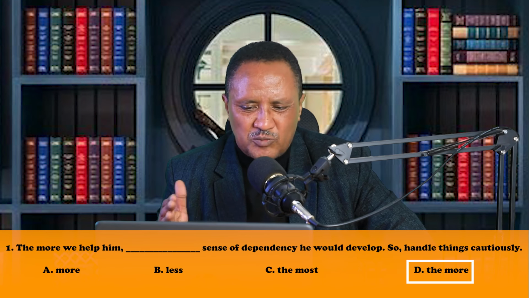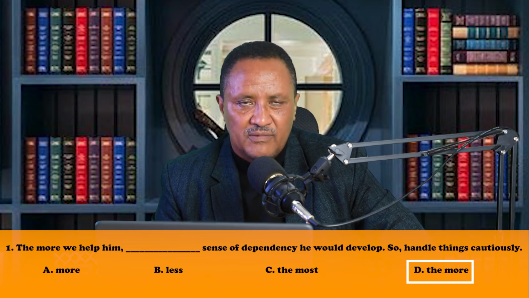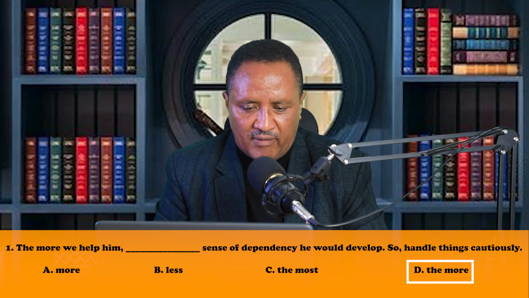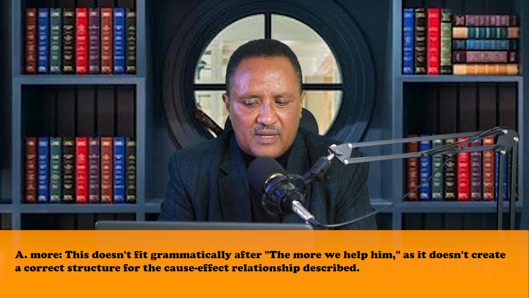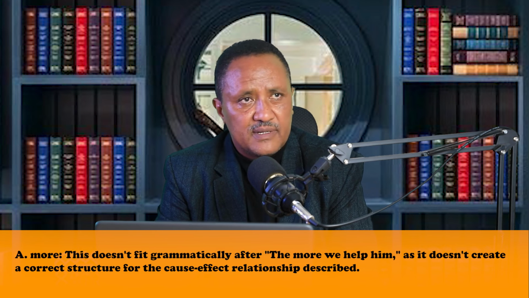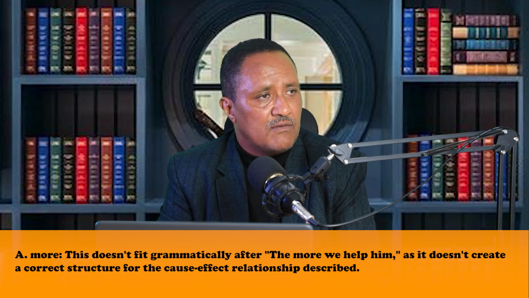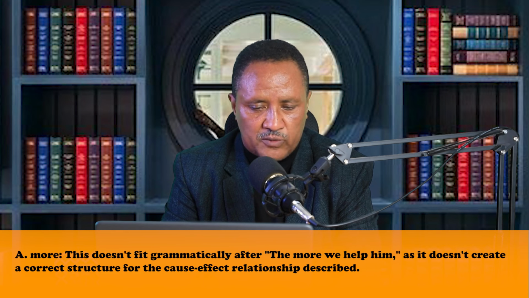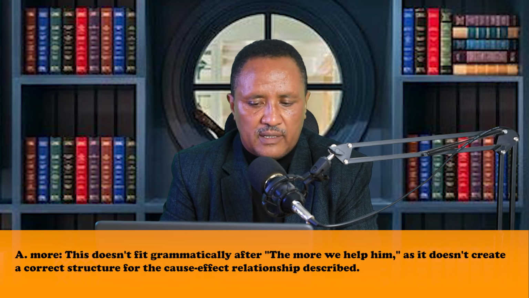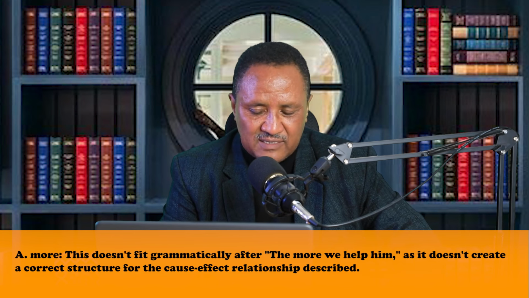Now let's try to break down the options and eliminate. For example, the first one is A, right? More. This doesn't fit grammatically after the more we help him, as it doesn't create a correct structure or parallelism for the causal relationship described. So A cannot be. Why? Because A is only left with more, but the previous statement is preceded by the more.